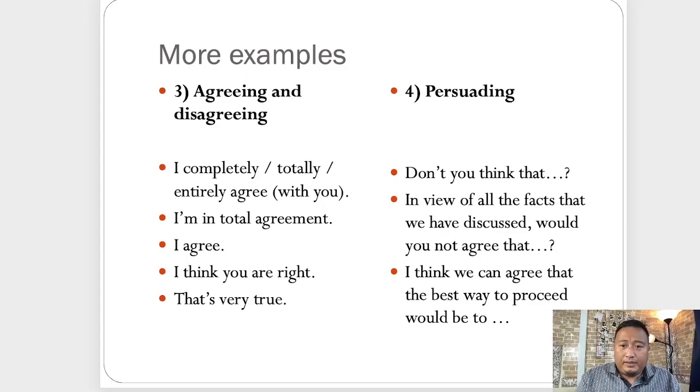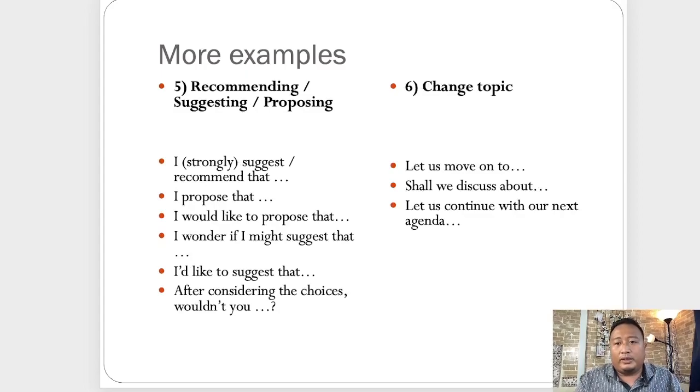Alright? As I said, if you're using this kind of words, your marks will be a little bit higher. If you are just using a very normal word, it is okay as long as people can understand, but the mark is a bit like average mark lah. Recommending, suggesting: I would like to propose, I wonder if I might suggest that, I'd like to suggest that after considering the choices, wouldn't you? Change topic: let us move on to, shall we discuss about, let us continue with our next agenda, and so on.